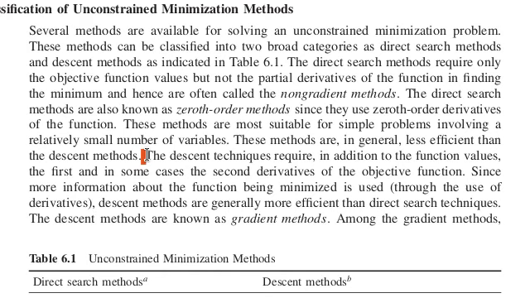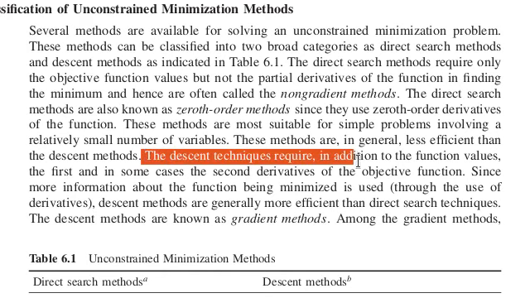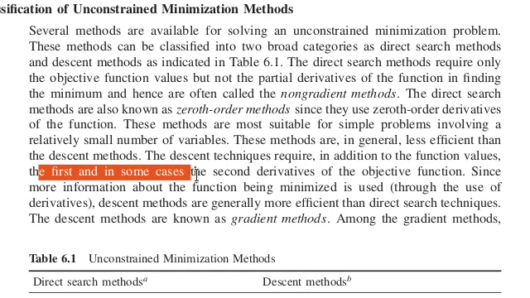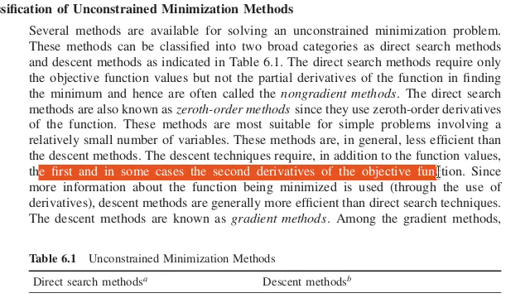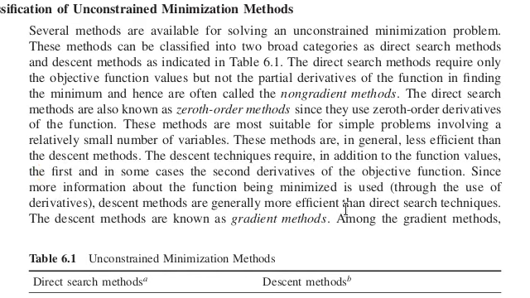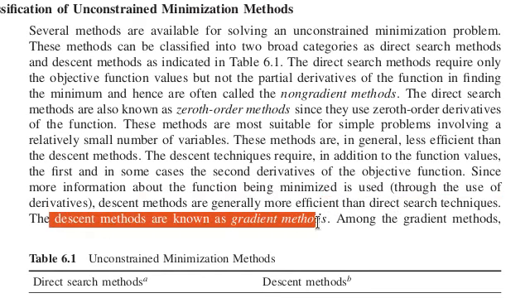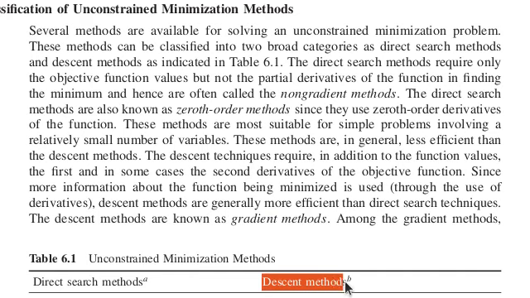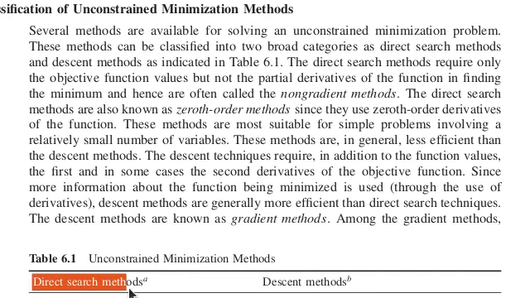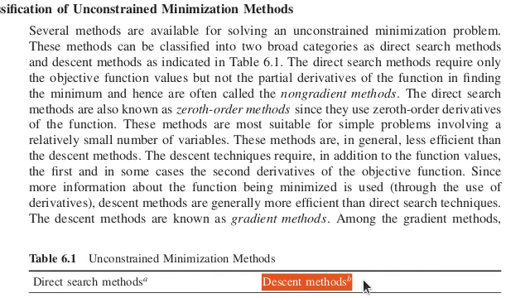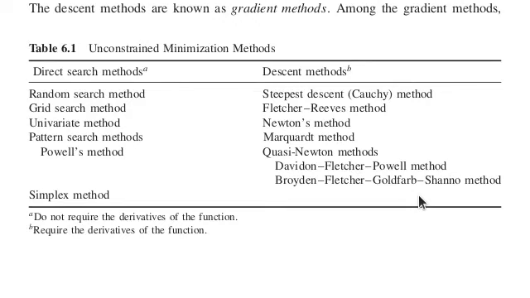The descent techniques require, in addition to the function values, the first and in some cases the second derivative of the objective function. Since more information about the function being minimized is used, these methods are more efficient than the direct search methods, and they are also known as gradient methods. So here you can see that they have classified the descent methods and direct search methods, and these are more efficient because they use more information about the function, because of the derivative.